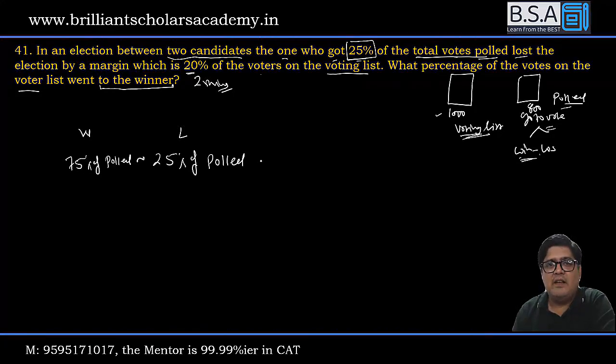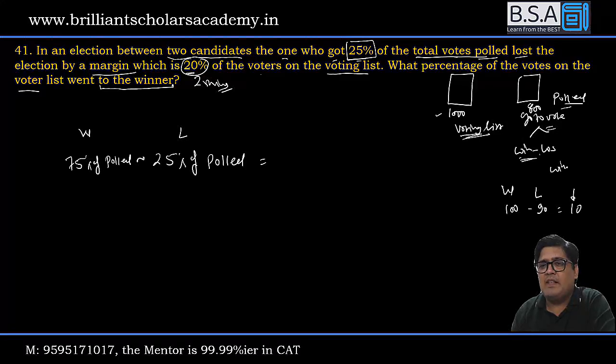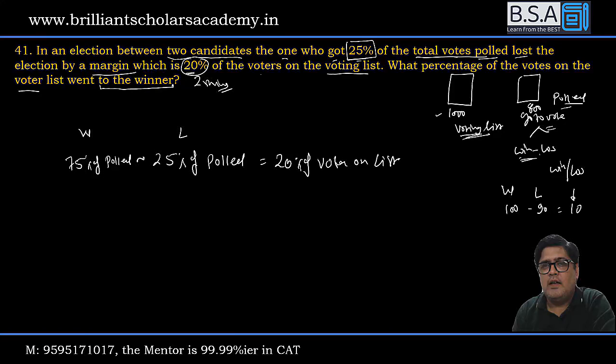Now we are saying the margin is equal to 20%. See, if the winner gets 100 votes, loser gets 90, this 10 can be called winning margin. It can also be called losing margin. It's the same thing. Winner loser ke gap is called margin. So that margin is 20% of the voters on the list, the voting list. Confusion नहीं होगा. 20% of voting list.